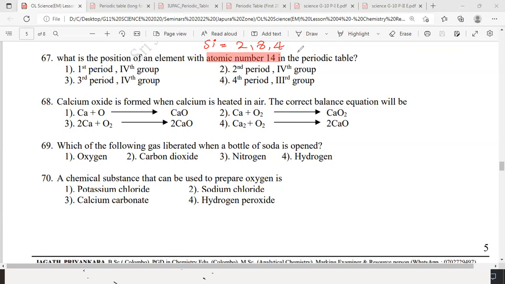Group 4 and period 3. The answer is group 4, period 3. The answer is the third option, right? Answer is 3. Group 4, period 3. There are 3 energy levels.